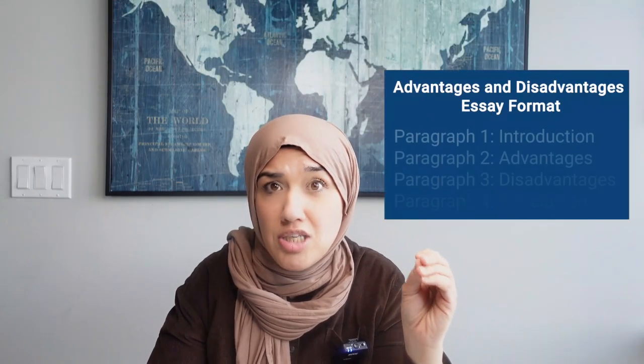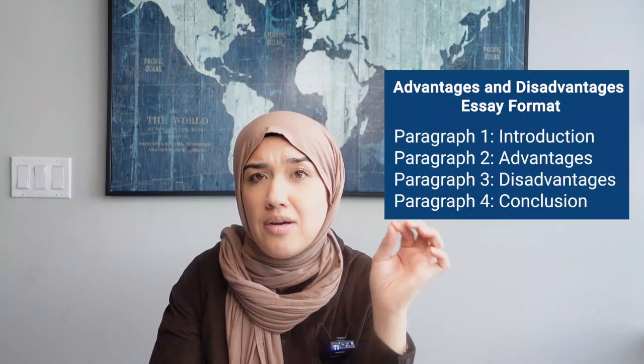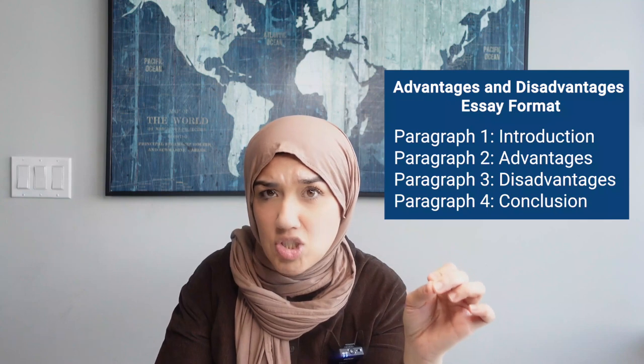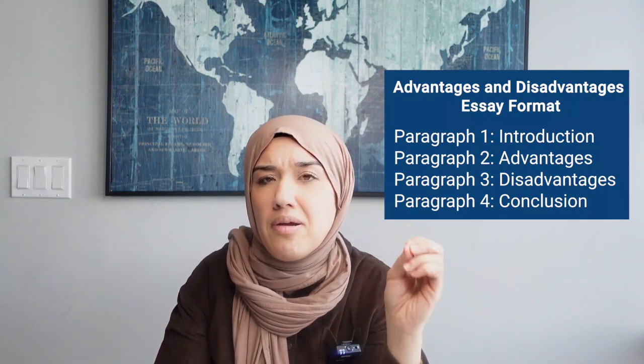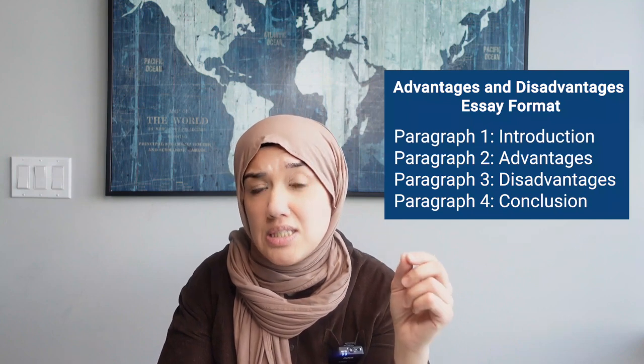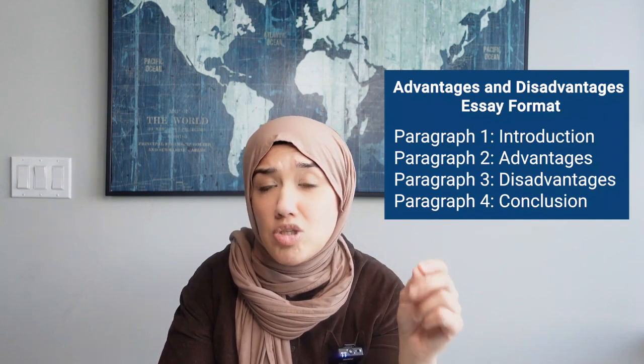In paragraph 1, you need to write an introduction. Paragraph 2, you should write your advantages. Paragraph 3 should be your disadvantages, and then followed by paragraph 4. So when you are discussing your advantages and disadvantages, you need to make sure that you back up your main ideas with supporting ideas, meaning you need to have evidence of why these are advantages and why these are disadvantages.